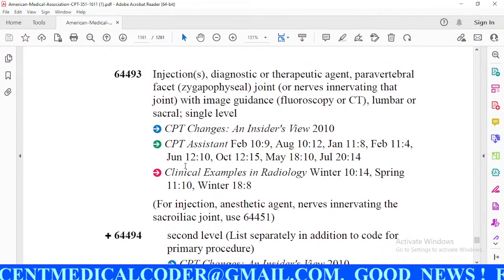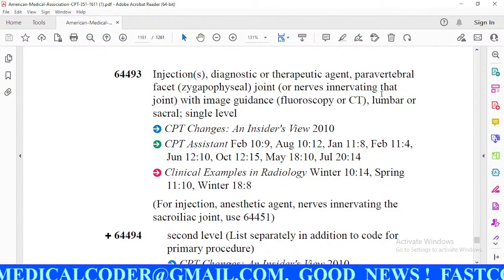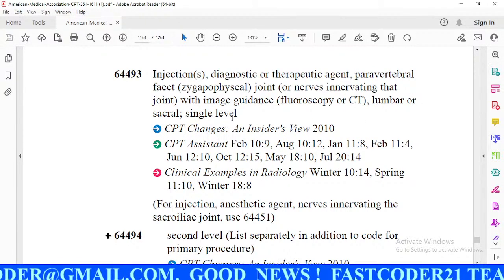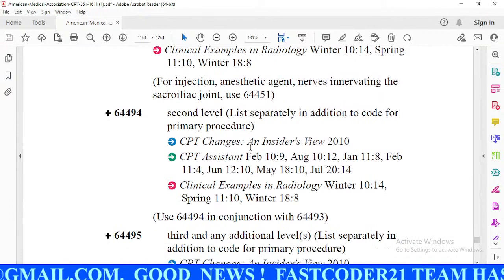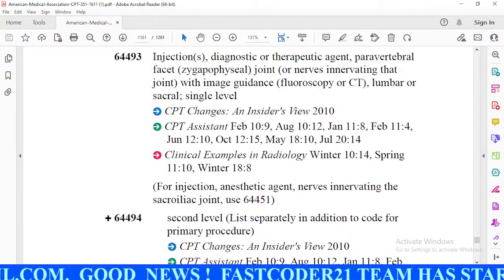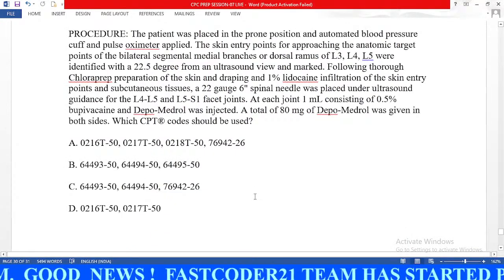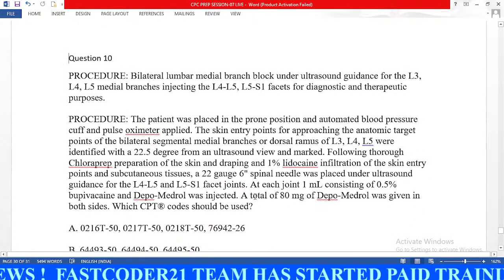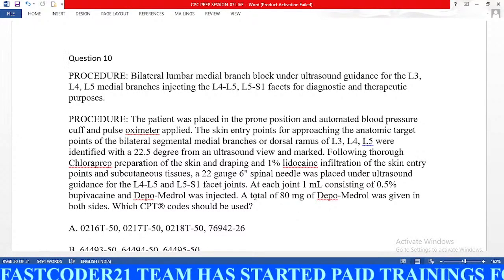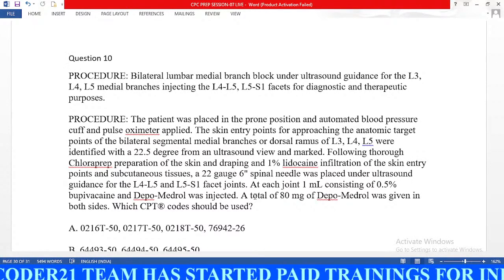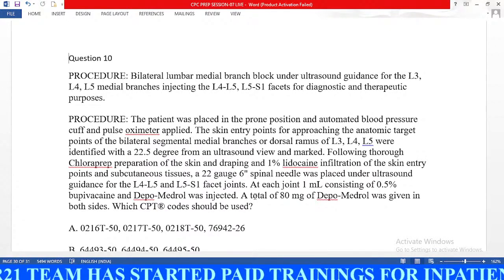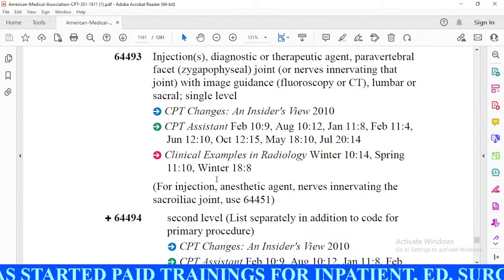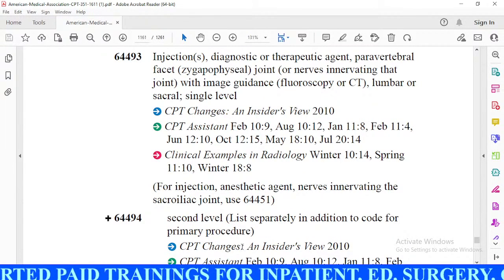Here: injection, diagnostic or therapeutic agent, paravertebral facet joint with image guidance, lumbar or sacral, single level. So what is our question? Bilateral lumbar medial branch block under ultrasonic guidance for the L3, L4, L5 medial branches. Okay, guys, we will check this answer next week. No need to worry. I need a complete book, but I have only half of the book, so I can't do anything. Next week we can see that one.